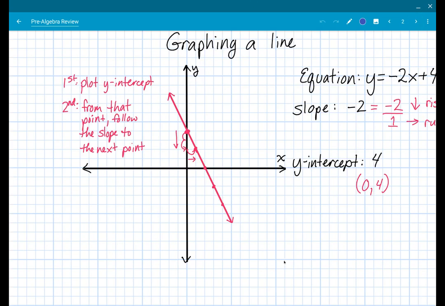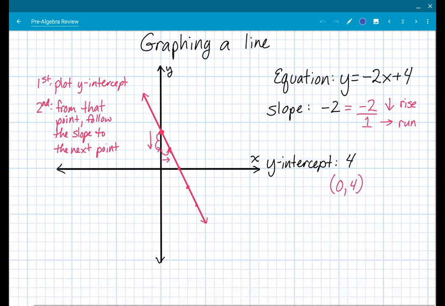The second topic we need to know is how to graph a line. You're going to have an equation like this, y equals negative 2x plus 4. You need to identify that the slope is in front of the x and the y-intercept is after the x, or a constant. Once you know that information, you need to break the information into useful pieces.